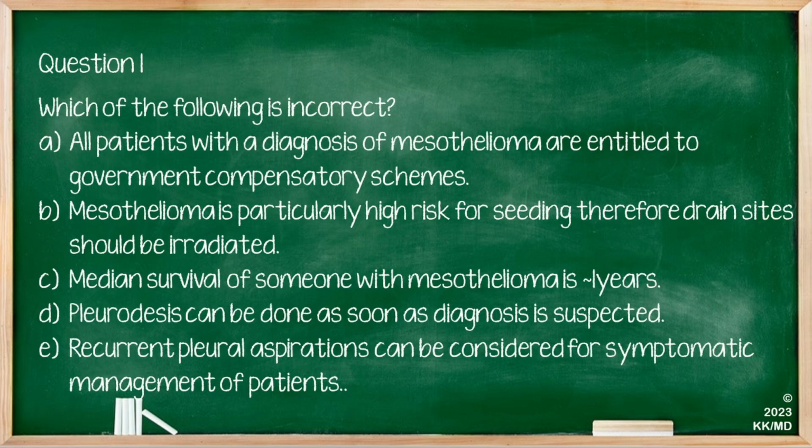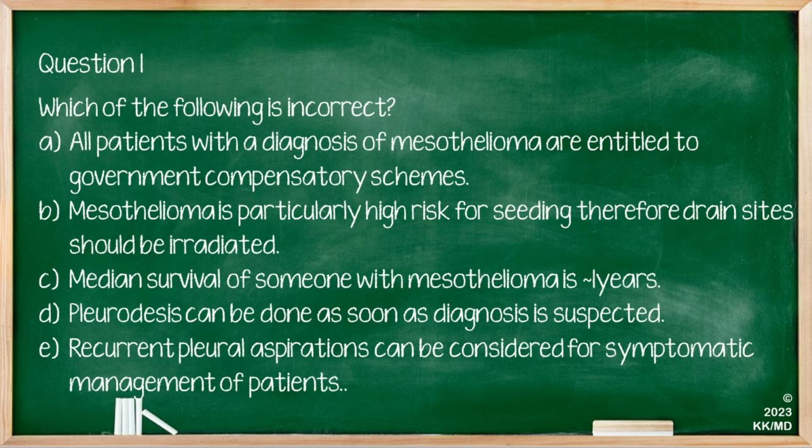Let's do some questions. Which of the following is incorrect? A. All patients with the diagnosis of mesothelioma are entitled to government compensatory schemes. B. Mesothelioma is particularly high risk for seeding, therefore drain sites should be irradiated. C. Median survival of someone with mesothelioma is 1 year. D. Pleurodesis can be done as soon as diagnosis is suspected. E. Recurrent pleural aspirations can be considered for symptomatic management of patients with mesothelioma.